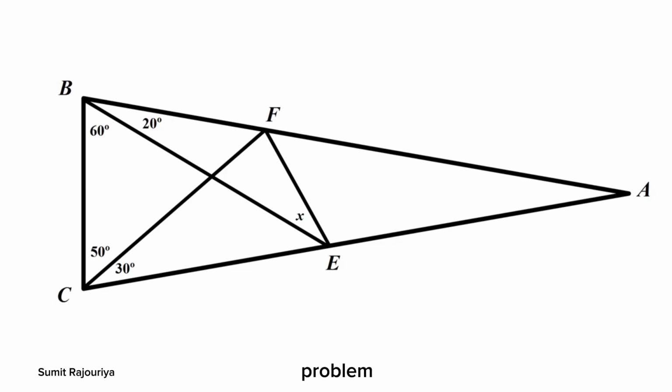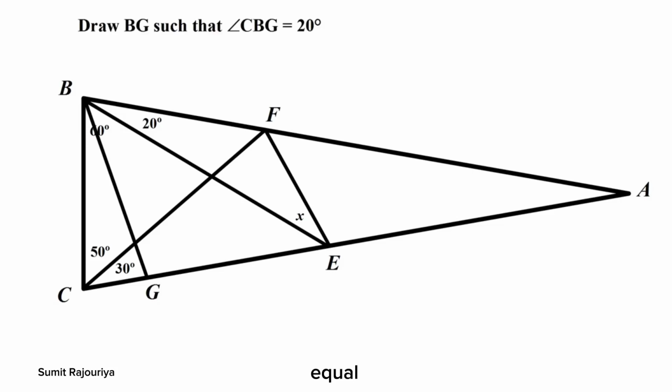To solve this problem, we're going to create a series of isosceles triangles in order to get to the value of the angle x. And it all starts with a magical triangle that we're going to create right from the beginning. What we do is we draw angle BG, and we're going to do this so that angle CBG is equal to 20 degrees. So I'm going to relabel this diagram. That 60-degree angle we're going to divide into 20 degrees and 40 degrees, and these are the angles from before.